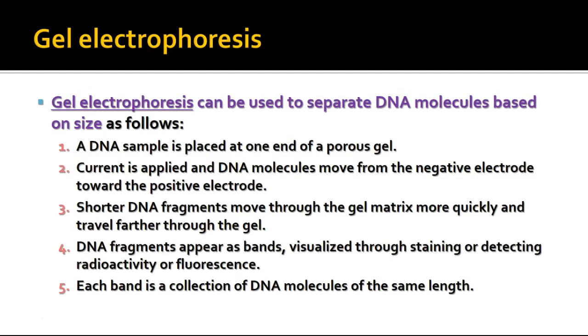And so what you'll end up with after you stain it or look at it with fluorescence or radioactivity, depending on the method you're using, you'll end up with a pattern of bands. Each band would be a collection of DNA molecules of the same length, and the pattern that is discerned there is different for every person, unless they're identical twins or clones.